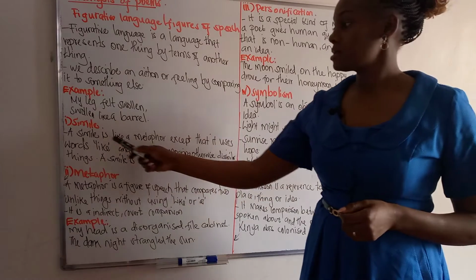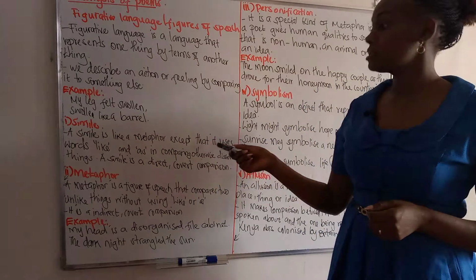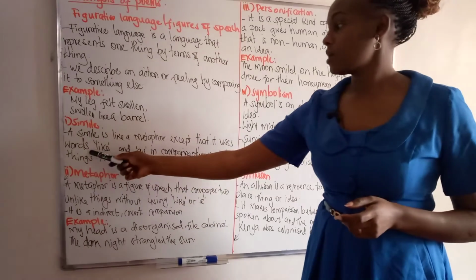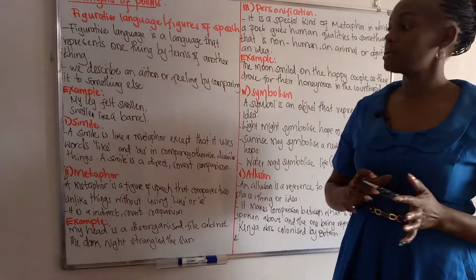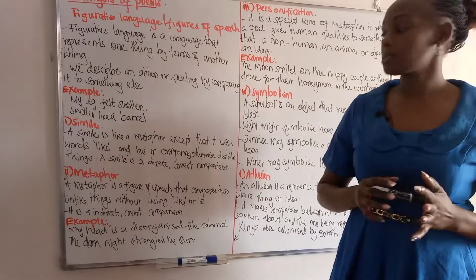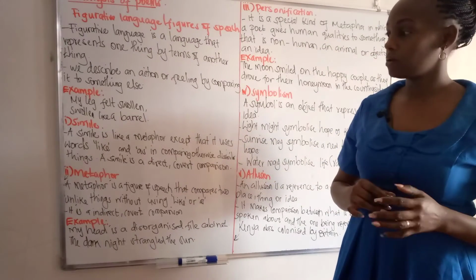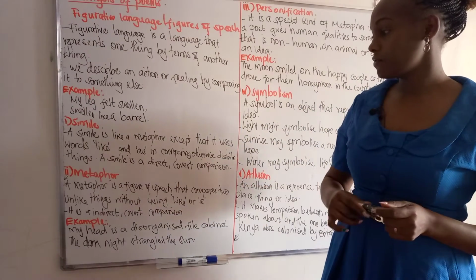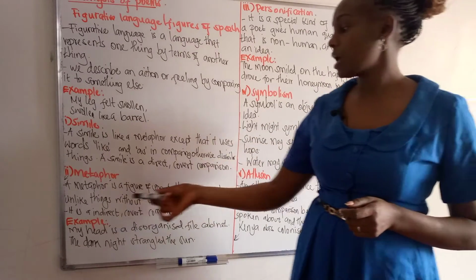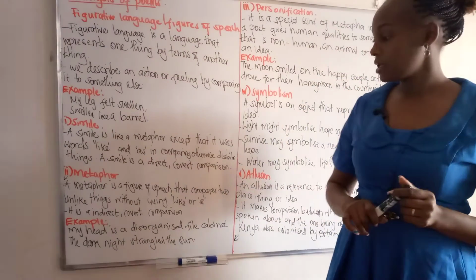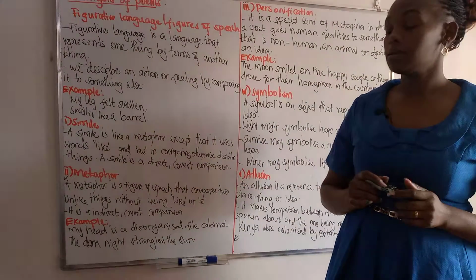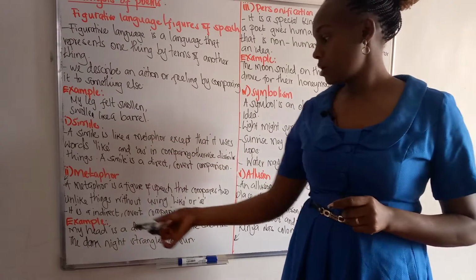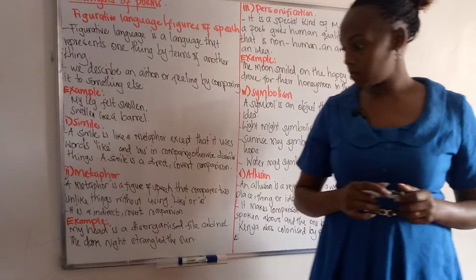Now, simile. Simile is like a metaphor except that it uses words like and as in comparing otherwise dissimilar things. A simile is a direct, covert comparison. A metaphor, on the other hand, is a figure of speech that compares two unlike things without using like and as. We've said that the simile is a direct covert comparison, while the metaphor is an indirect covert comparison.